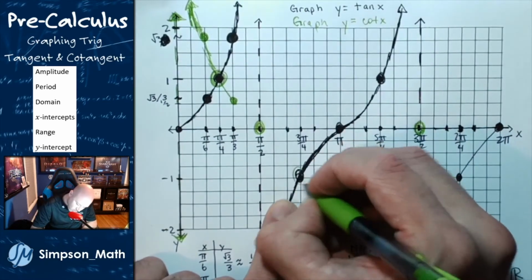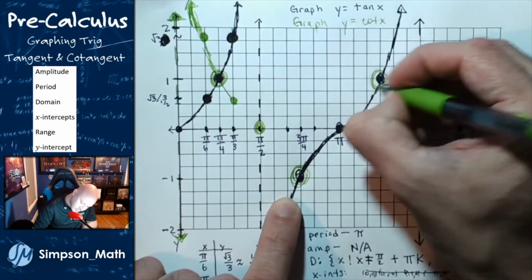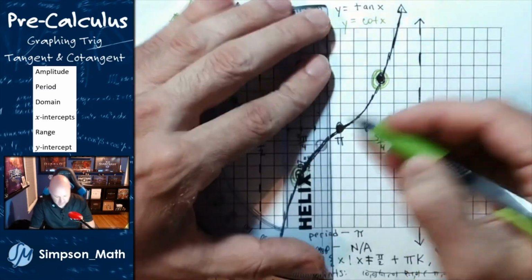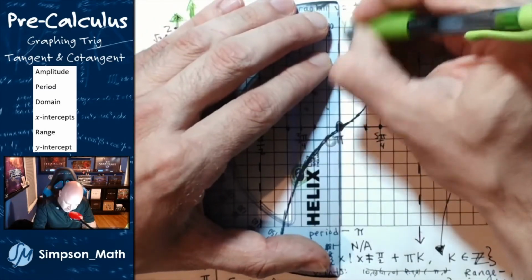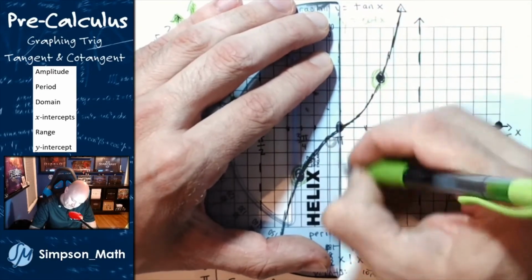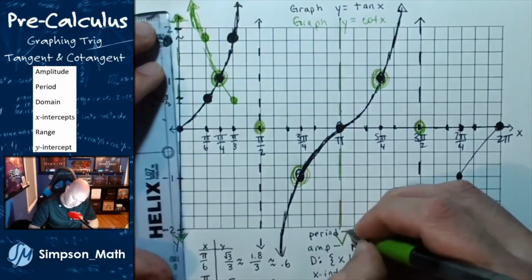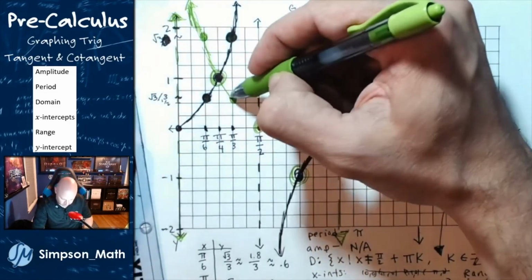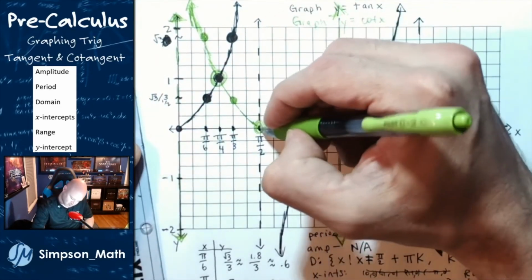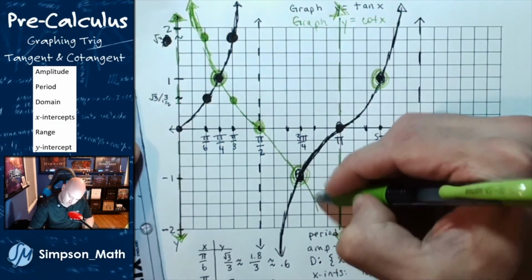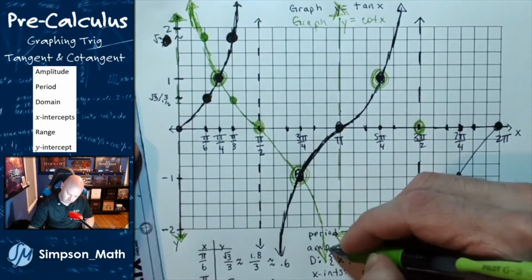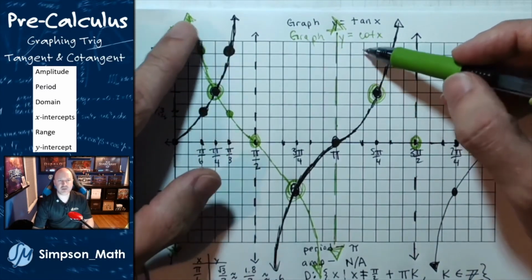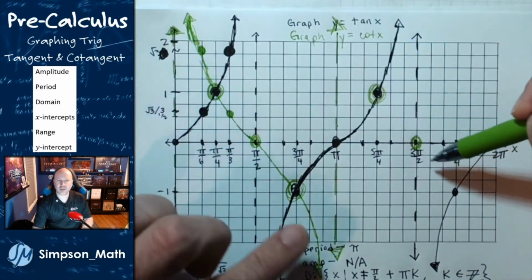These values are 1s, so they're going to stay put, 1s and negative 1s. The 0, though, becomes an asymptote. And I can see that that shape is just going to continue again.